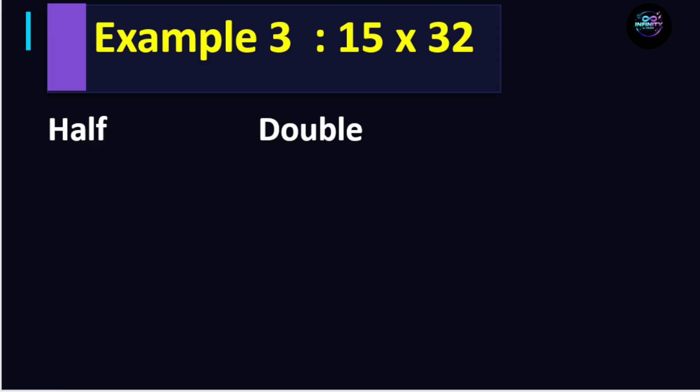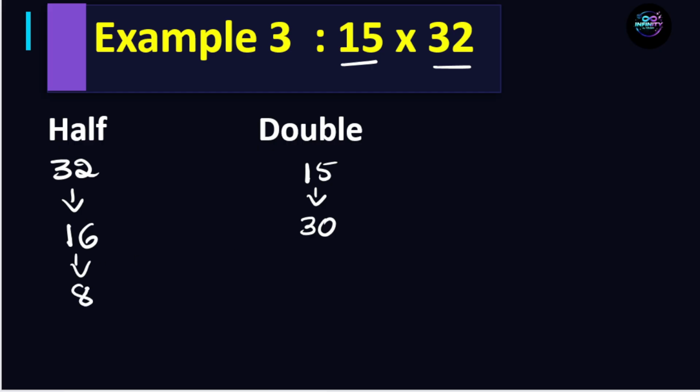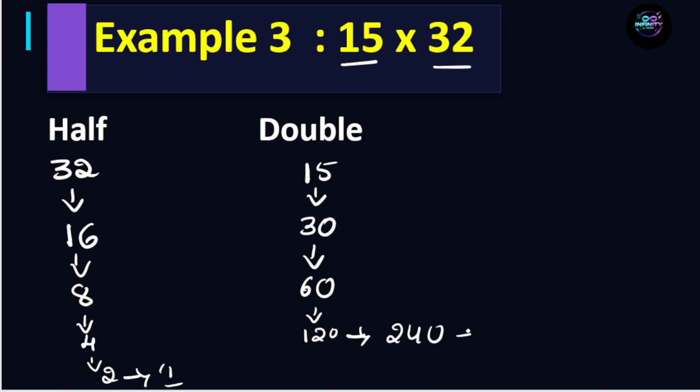We'll solve another example here, 15 and 32. To halve, always take an even number, that is 32, and to double take an odd number. Half of 32 is 16. Double of 15 is 30. Half of 16 is 8. Double of 30 is 60. Half of 8 is 4. Double of 60 is 120. Half of 4 is 2. Double of 120 is 240. Half of 2 is 1. Double of 240 is 480. So the answer is 480.